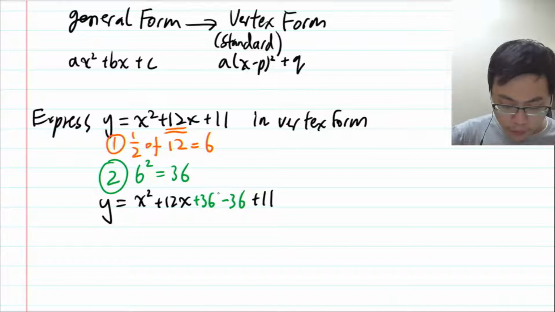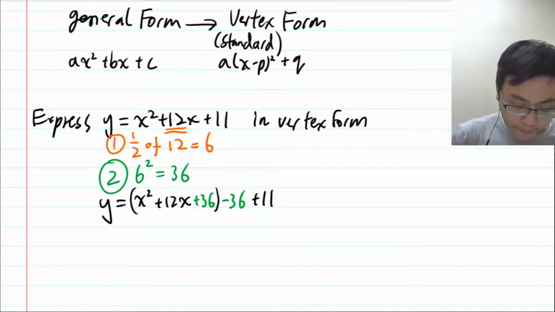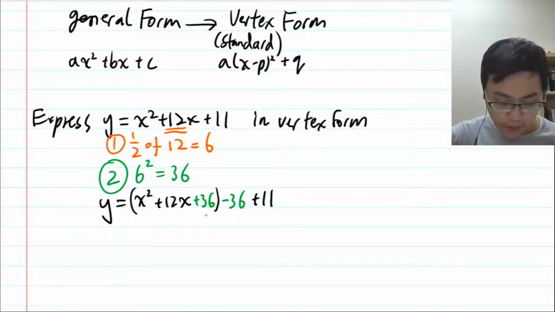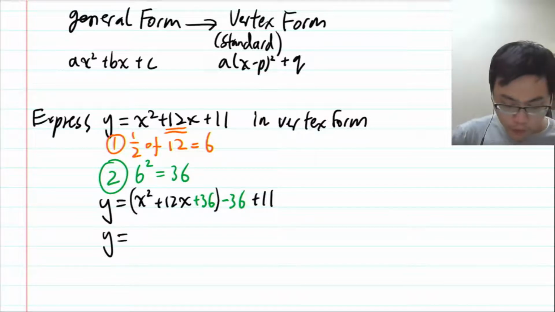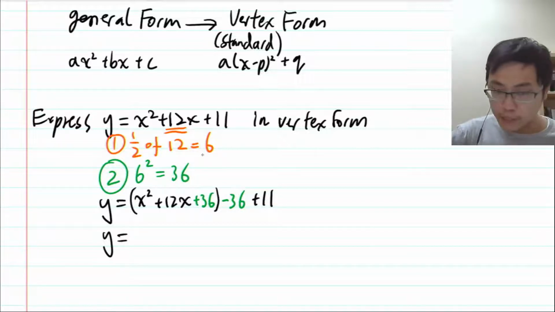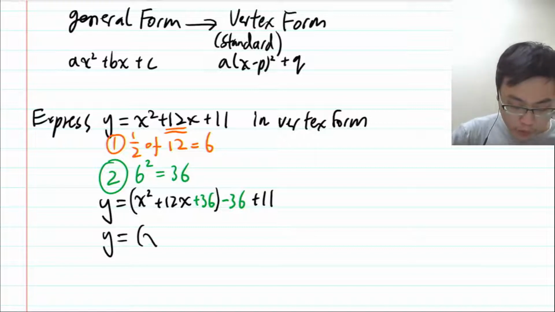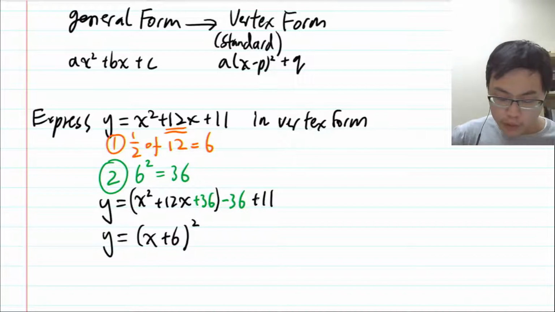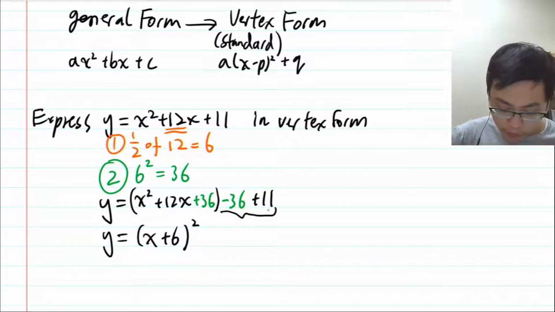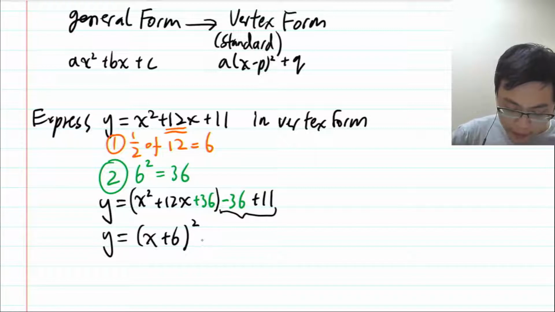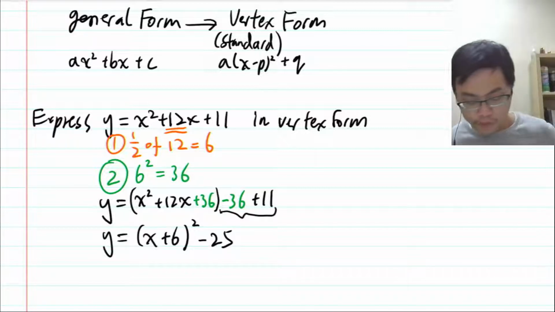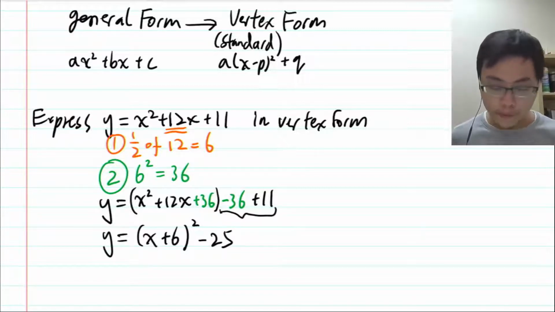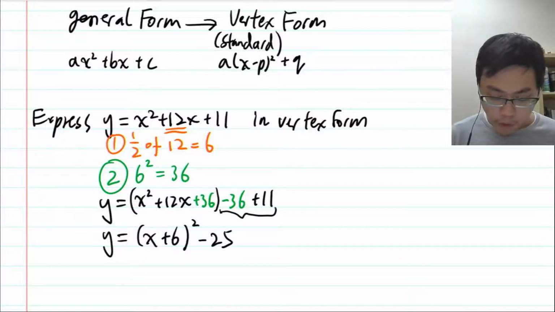But all we do now is we can put a bracket around the first three terms because this is what forms that perfect square. So now we can write this in perfect square form. The perfect square will be just x plus 6, half of b. So this will be x plus 6 whole squared. And then we have minus 36 plus 11. We can combine these two together, and that becomes negative 25. So this is the completed square form. That is how we do it overall.